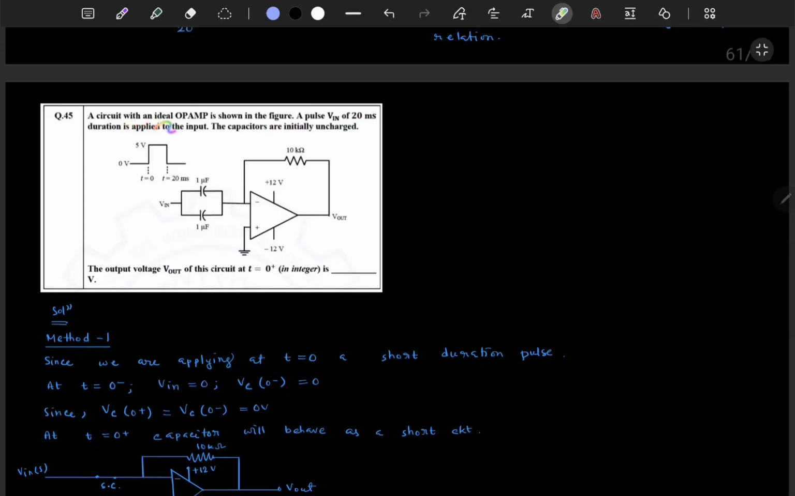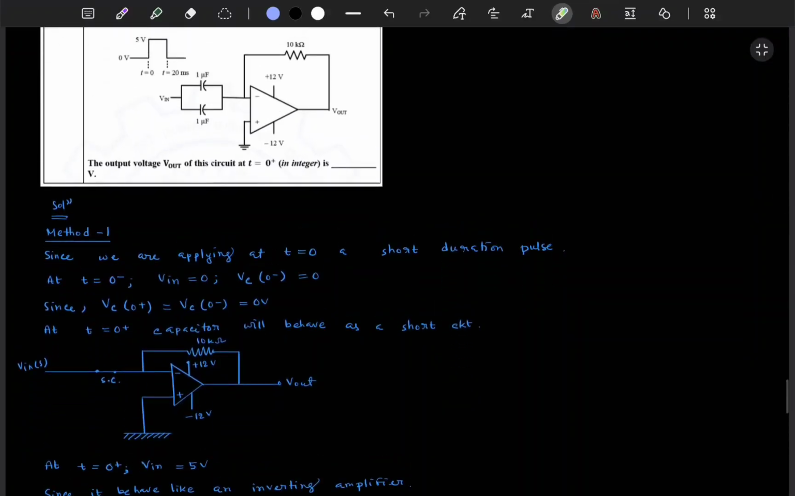A circuit with an ideal op-amp is shown in the figure. A pulse Vin of 20 millisecond duration is applied to the input, you can see. The capacitors are initially uncharged, means the charge is 0. The output voltage Vout of the circuit at t equal to 0 plus, this we need to find out.